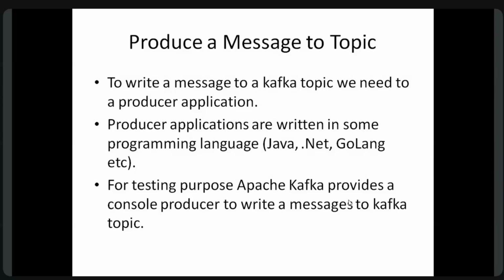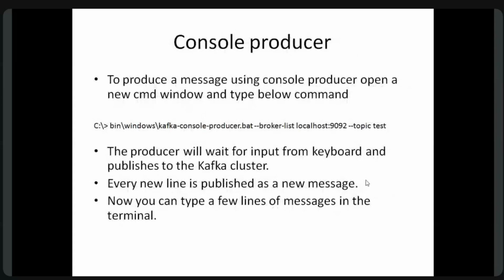So we are going to use the console producer to write to the Kafka topic. Later on, we will see how to write our own producer, but as of now we will use the ready-made producer which is already there. This producer is again a command. When you go to the bin folder in Windows, you will see the command kafka-console-producer.bat.